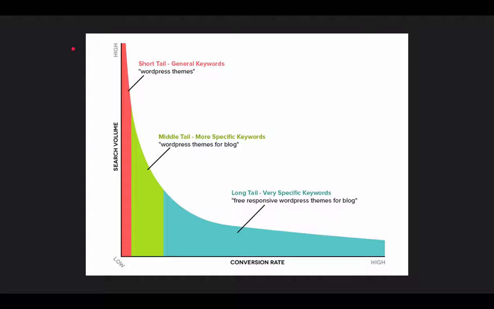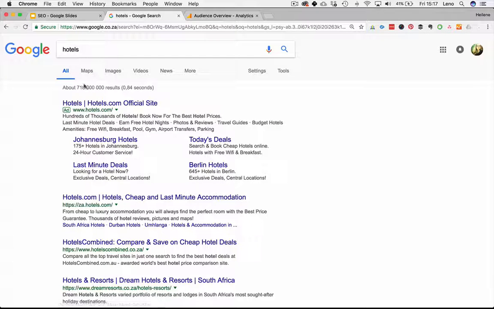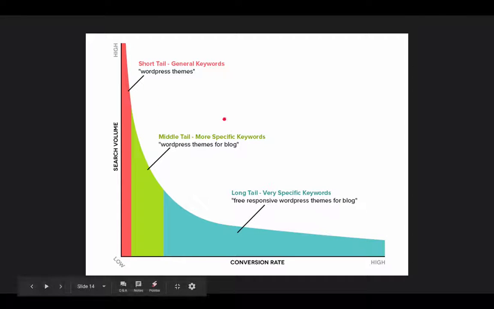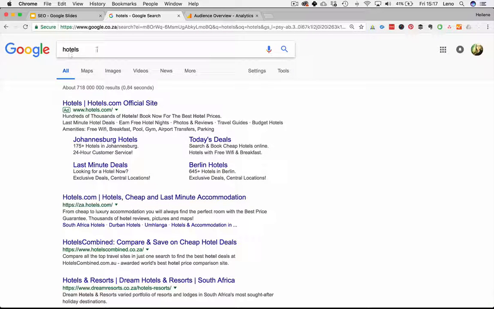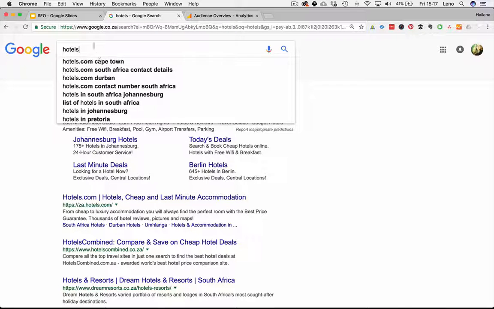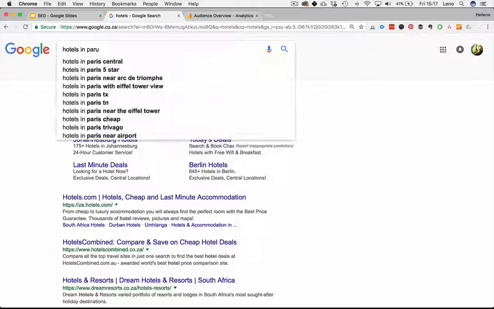If we look at that keyword, it's called a short tail. It is one word. It has very high traffic, extremely high search volume. As you can see, a lot of people are looking for this, but it's not targeted, so it doesn't help anyone. And here, for instance, this short tail like WordPress themes, or we can even say hotels in Paris.